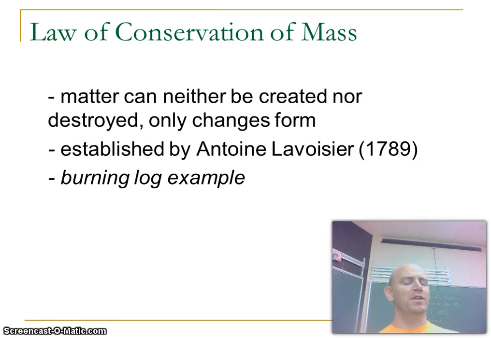So people have time to think about these sorts of things. We have better telescopes, better pieces of scientific equipment, and so people start to be able to really analyze matter. And the law of conservation of mass is established in 1789 by Antoine Lavoisier, a Frenchman. And basically the law of conservation of mass states that matter can neither be created nor destroyed.